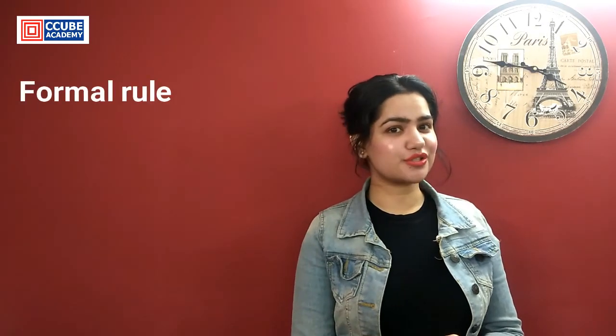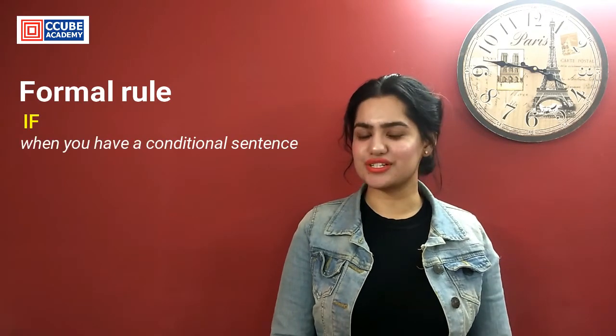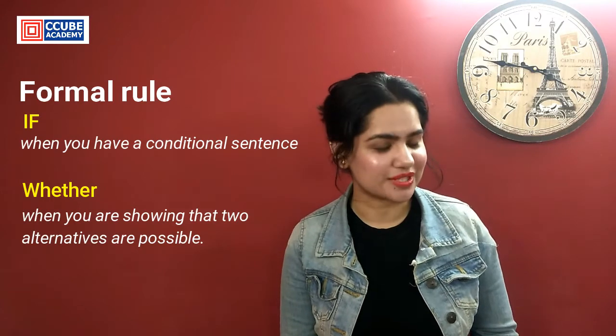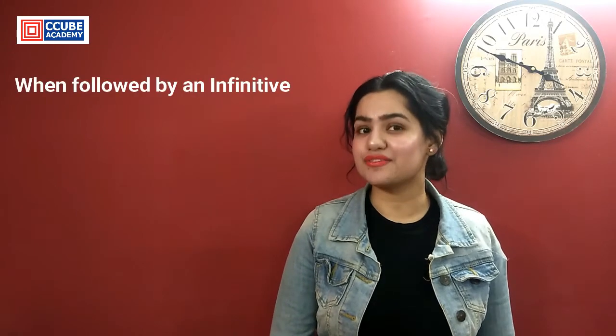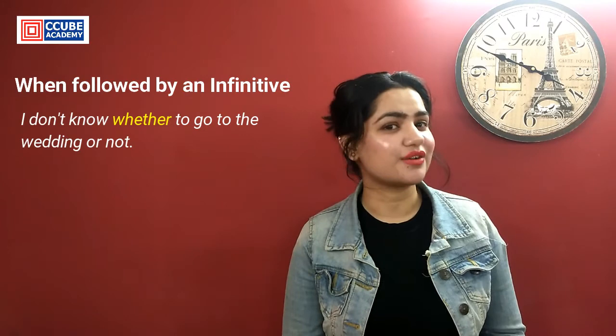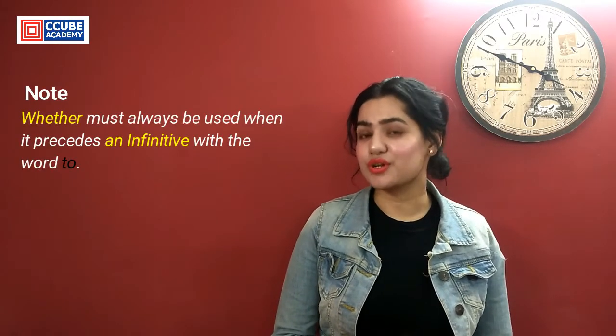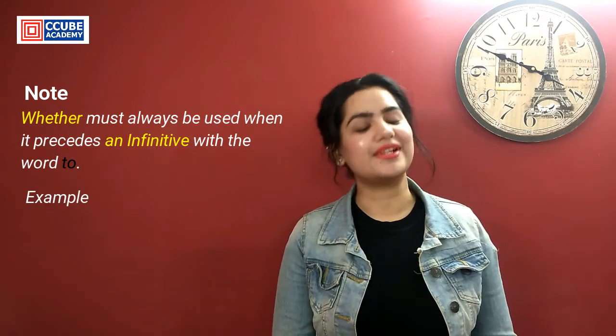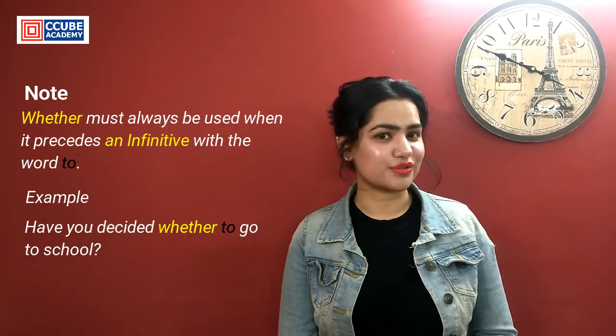The formal rule is to use if when you have a conditional sentence and whether when you're showing that two alternatives are possible. Let's talk about the cases where only whether can be used. The first one is when followed by an infinitive. For example, I don't know whether to go to the wedding or not. Now take note, whether must always be used when it precedes an infinitive with the word to. For example, have you decided whether to go to school?